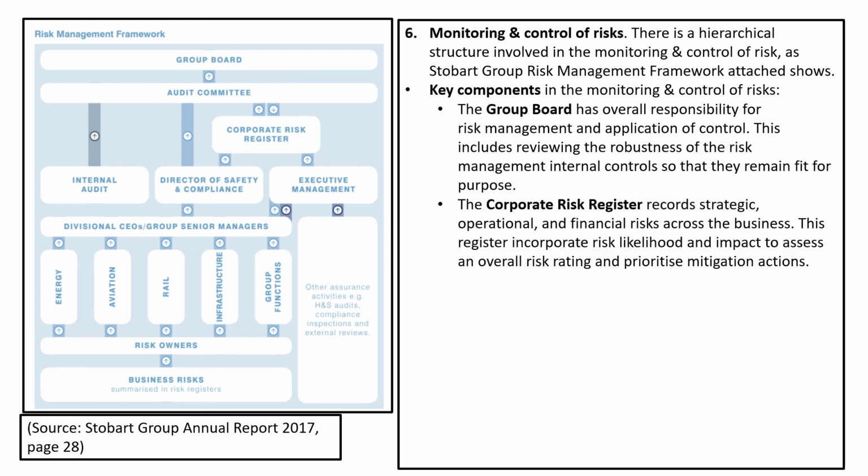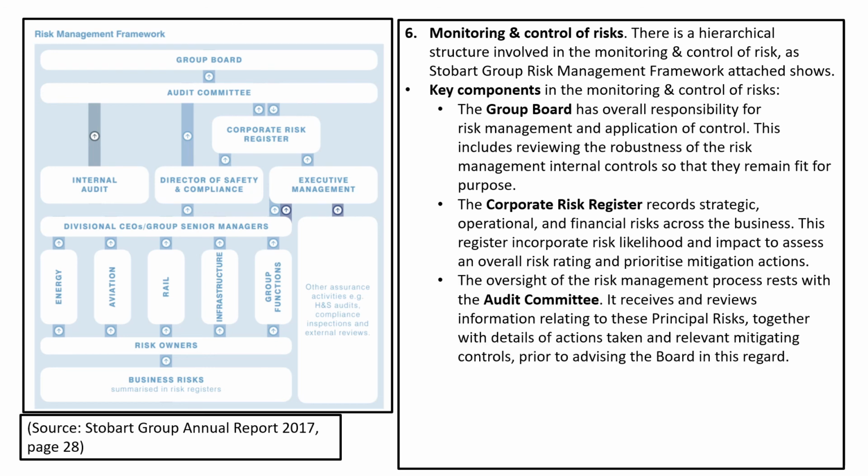The Corporate Risk Register records strategic, operational and financial risk across the business. This register incorporates risk likelihood and impact to assess an overall risk rating and prioritize mitigating actions. The oversight of the risk management process rests with the Audit Committee. It receives and reviews information relating to this principal risk, together with details of action taken and relevant mitigating controls prior to advising the board in this regard.